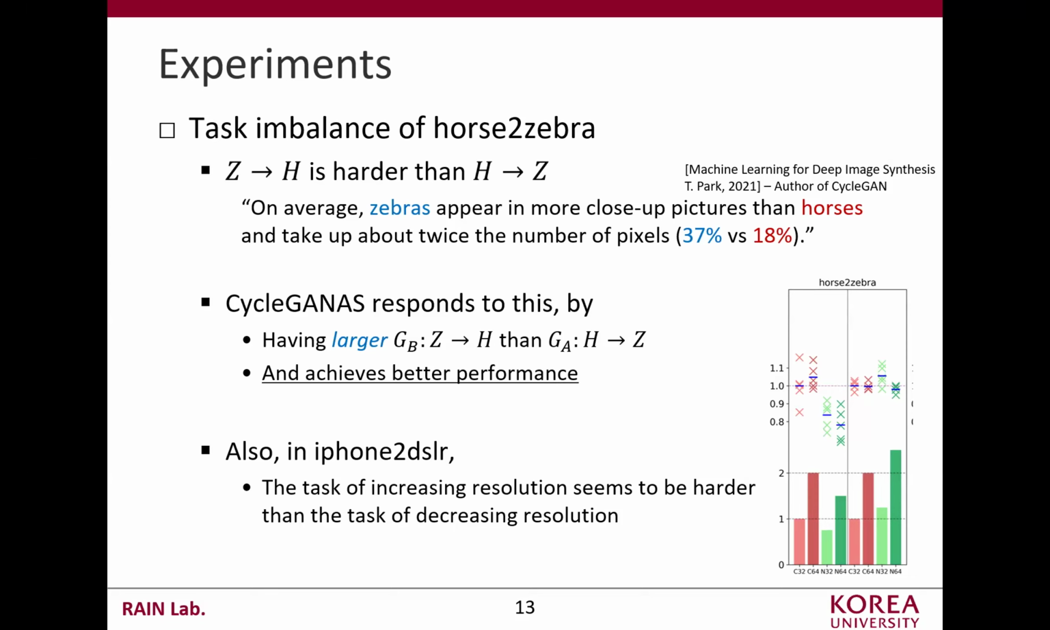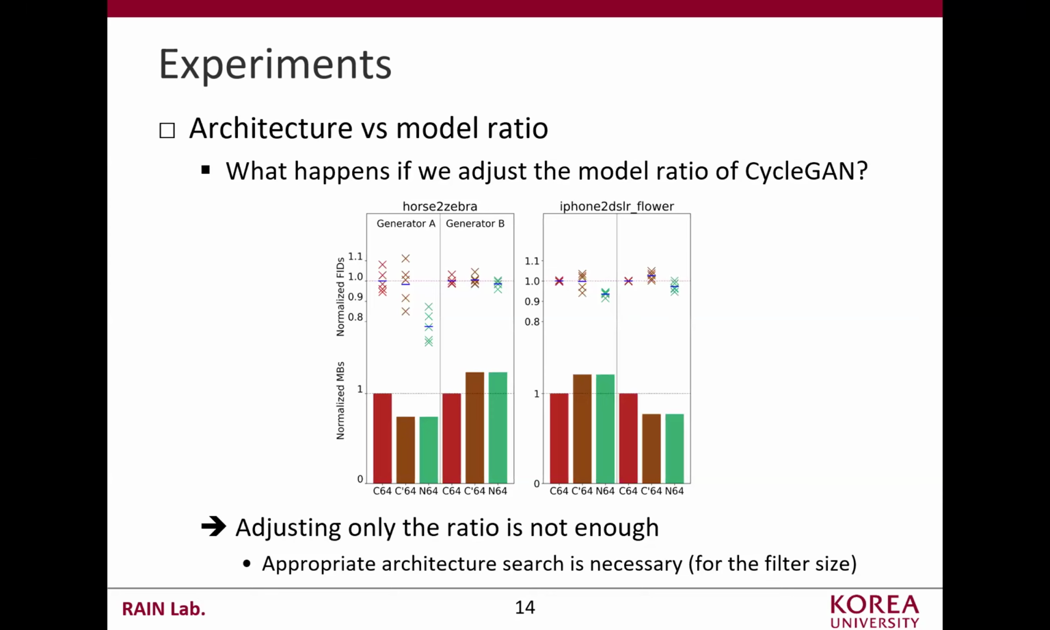Similarly, in iPhone2DSLR, we can see that there is an unbalanced model. So we can guess that increasing resolution seems to be harder than decreasing resolution. So we see that the model ratio affects the performance. We adjusted the model size of CycleGAN because if the model size were the only thing that mattered, then the architecture, like convolution filter size and this kind of thing, may not be important. So we see the effects.